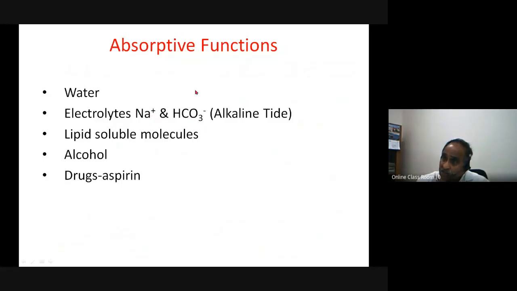In the process of secretion of HCl, because of the increased bicarbonate content entering into the blood, the blood pH increases, which is called alkaline tide. So that means after a heavy meal, you will see that the blood pH increases, and this process is known as alkaline tide. And other lipid soluble molecules may be absorbed to a small extent.